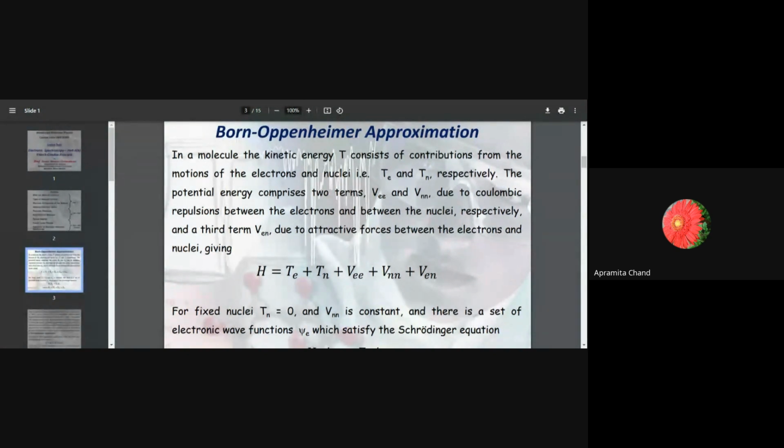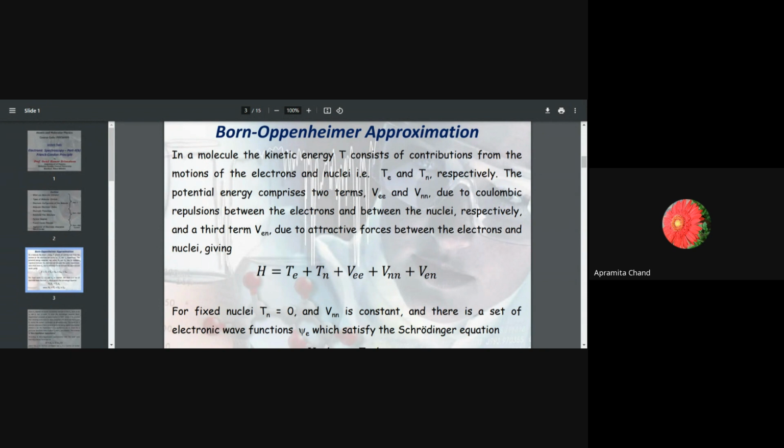So, in a molecule, whenever we have kinetic energy, kinetic energy means motion. So what is the motion? The electrons can move and the nuclei can also move. If the kinetic energy is represented by T, let the contributions from the motions of the electrons and the nuclei be Te and Tn respectively.